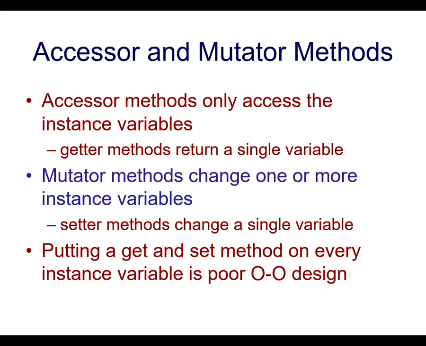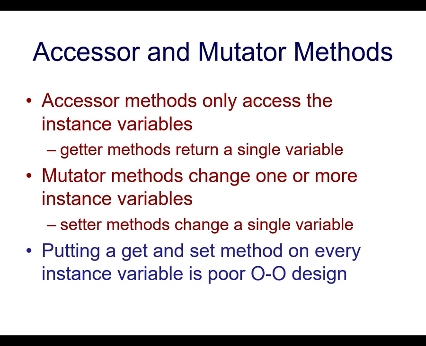By contrast, mutator methods are ones that do modify one or more of the instance variables. Setter methods that set a single instance variable to the value supplied as a parameter are typical examples of mutators. Keep in mind, however, that a mutator method may modify more than one of the instance variables.